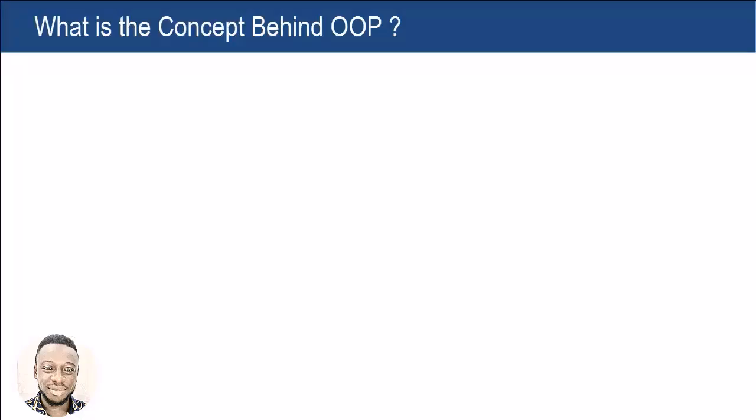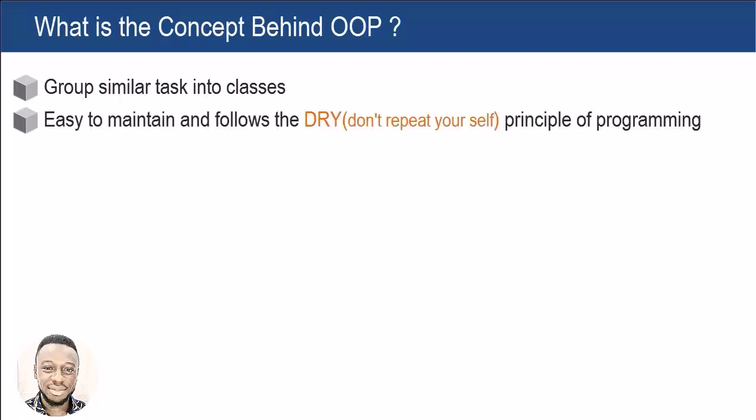What is the concept behind Object Oriented Programming, or OOP for short? Object Oriented Programming is a style of writing code that allows one to group similar tasks into classes. This helps keep code easy to maintain and follows a DRY principle of programming. The main idea of DRY programming is that if a piece of information changes in your program, only one segment of that change is required to update the entire code or program.